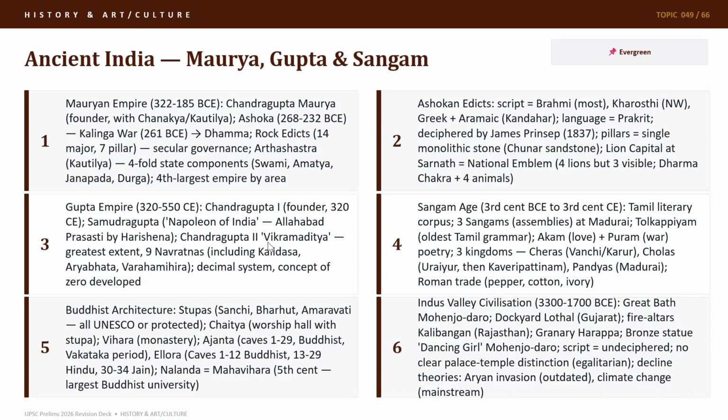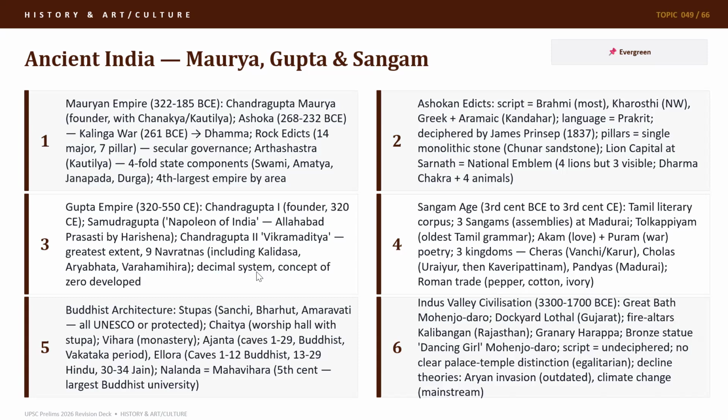Then we have Chandragupta II or Vikramaditya. The greatest extent of the Gupta Empire was under Chandragupta II or Vikramaditya. He had 9 Navratnas in his court. Also, there were 9 Navratnas in Akbar's court also. But Chandragupta II or Vikramaditya was the first king who had 9 Navratnas, which included Kalidasa, Aryabhatta, and Varahamihira.